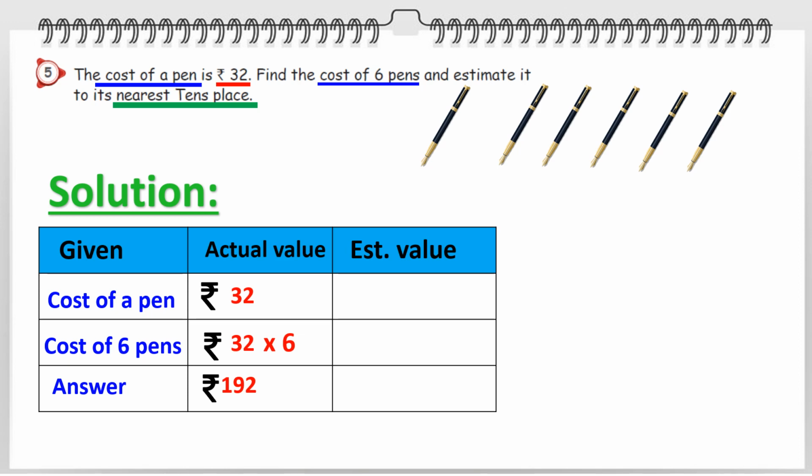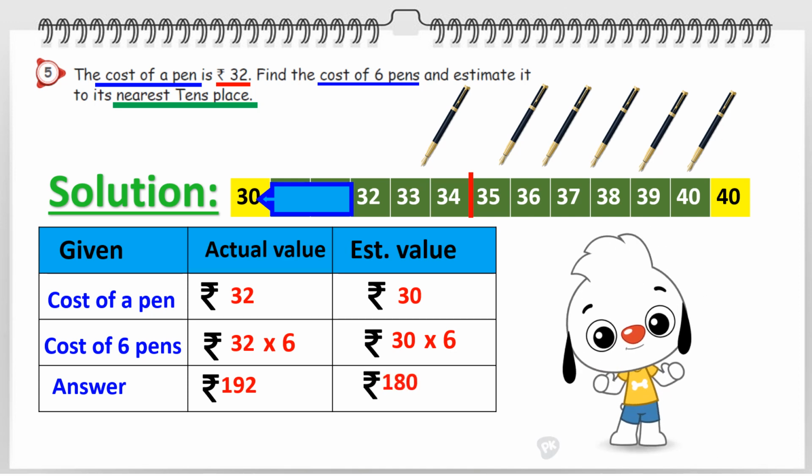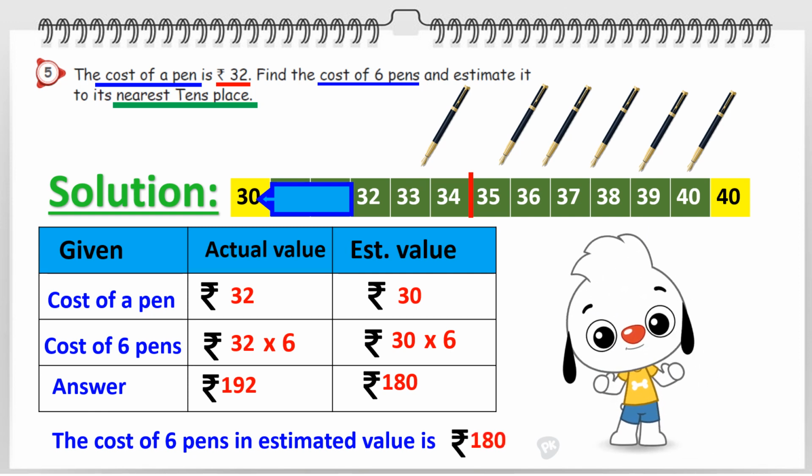Now we need to find the estimated value here. So for 32, the number ends with the 2 only, so you have to round it down. So answer is 30. Fine. So now we need to multiply 30 with 6. That is rupees 30 into 6. So it's very easy. 6 3s are 18 and join the 0, 180. Rupees 180. Clear? Okay. So the cost of 6 pens in estimated value is rupees 180. It's easy, no?